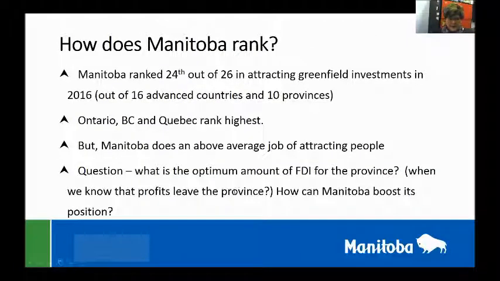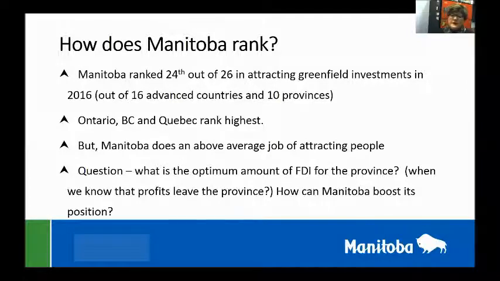Now, for the bad news, Manitoba ranks only 24th out of 26 groups that this particular research looked at in attracting greenfield investment in 2016. And this is out of 16 advanced countries and 10 provinces. The provinces that rank the highest in FDI are Ontario, BC, and Quebec. But Manitoba does a really good job of attracting people. And so that may be where the difference is.